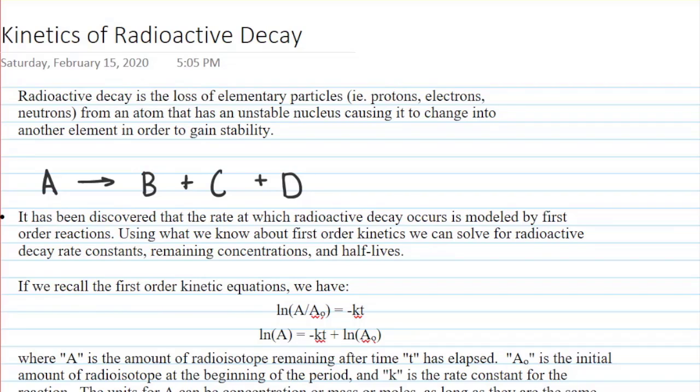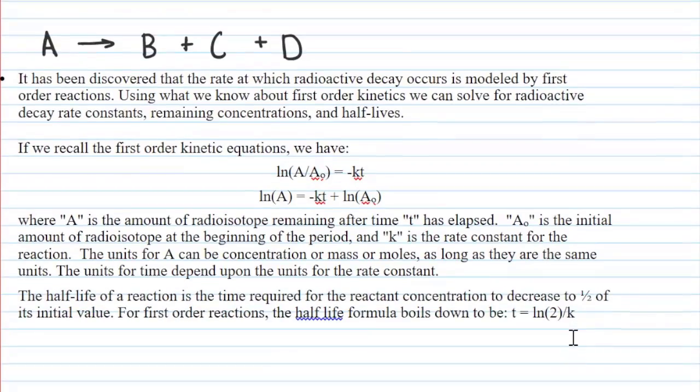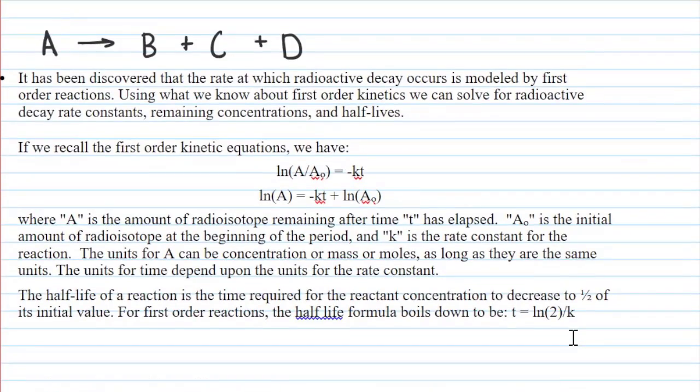The half-life of the reaction is the time needed for the reactant concentration to decrease to half of what it used to be. And for first-order reactions, the half-life formula ends up being t half-life equals ln of 2 divided by k, the rate constant. Okay, so let's go ahead and do some practice problems.